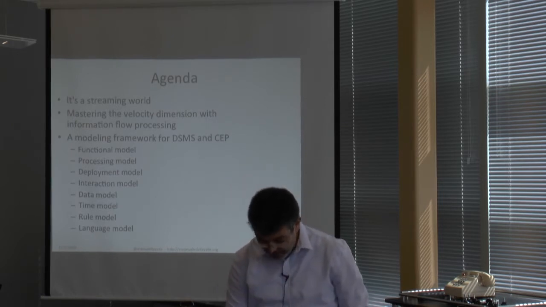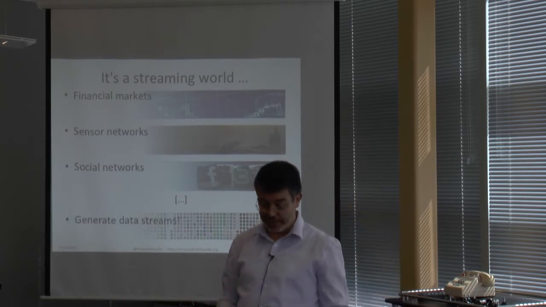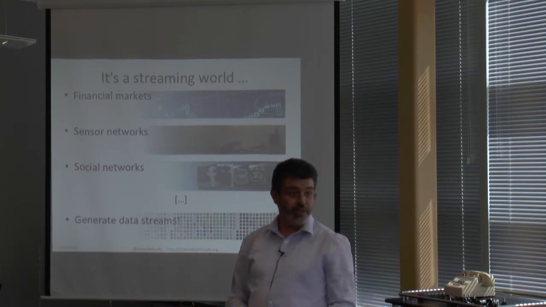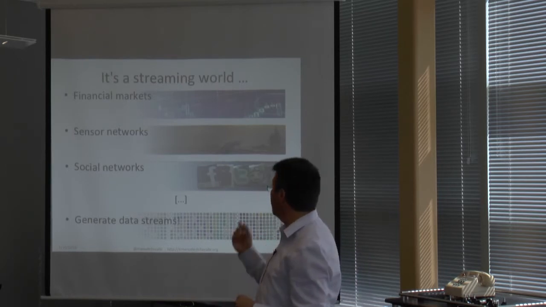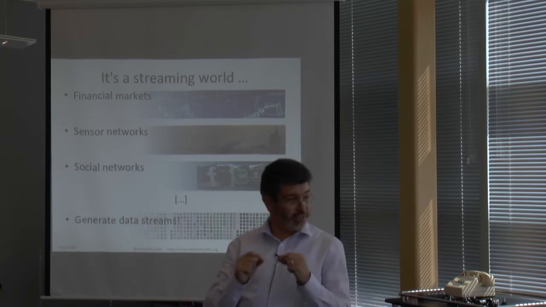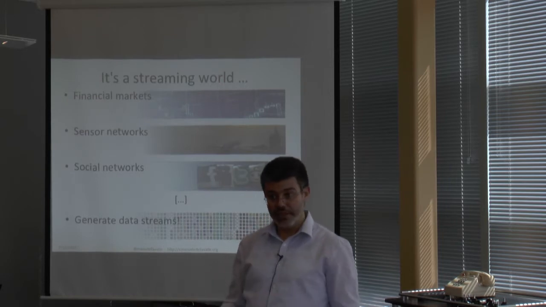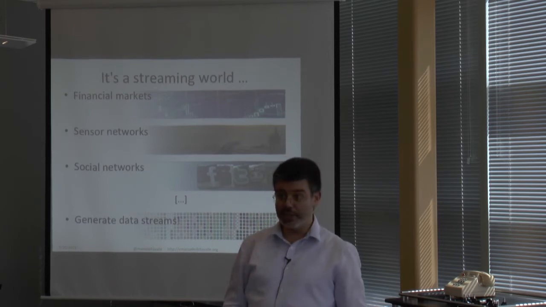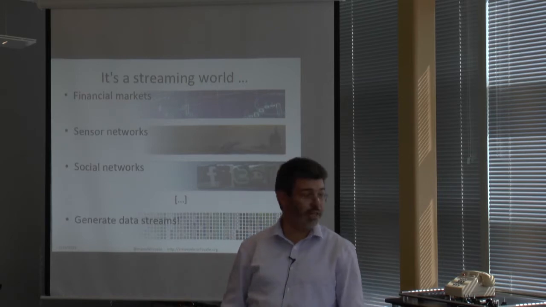Okay, so let's start. When I say it's a streaming world, what I have in mind are scenarios like the following: financial markets, sensor networks, social networks. What they have in common is that they all generate data over time, and it can come to you very, very fast. In financial markets, there are hundreds of thousands of different labels that are continuously evaluated, and the number of financial transactions that you can monitor worldwide is extremely large. And sensor networks, with the Internet of Things coming on, can become even larger scale than the financial market.